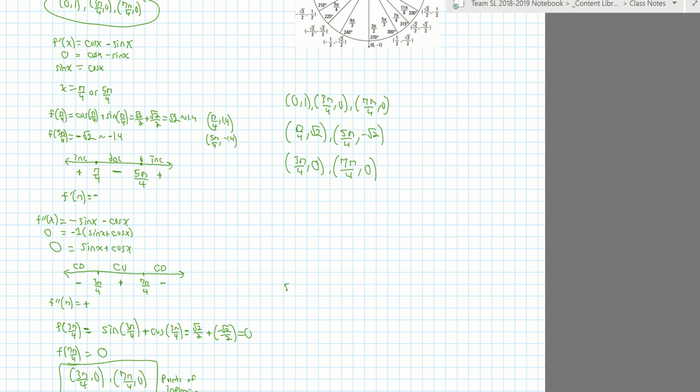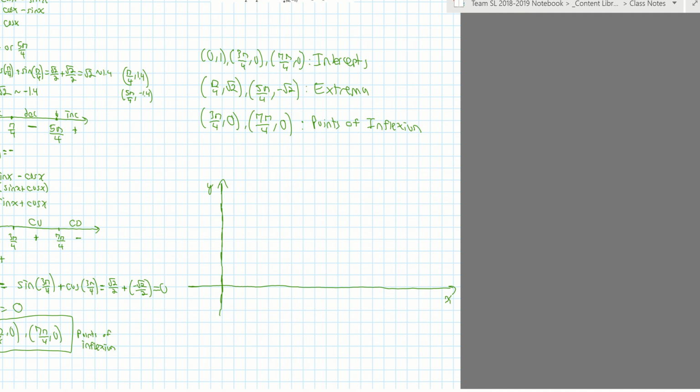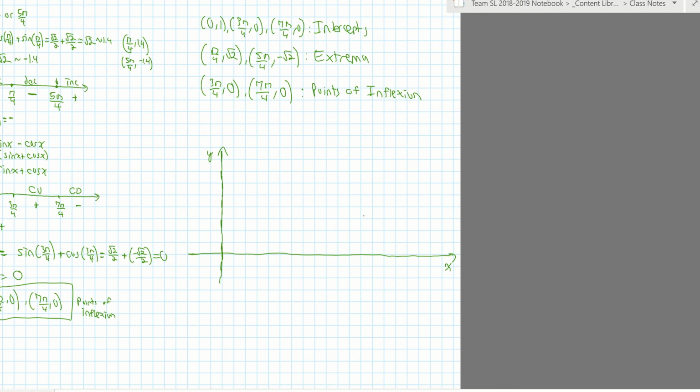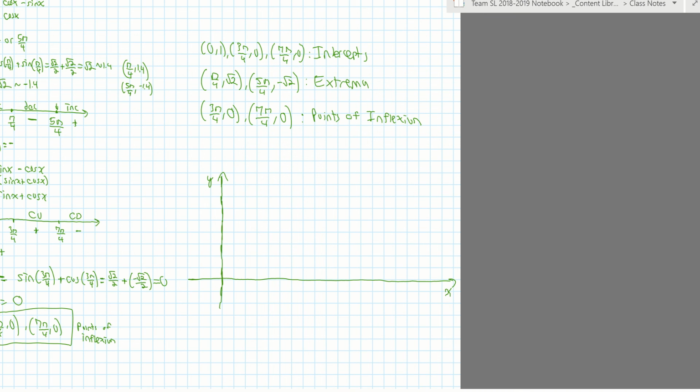And now it's graphing time. Let's get the graph going. I'll pause it. Okay, so let's go ahead and start the graphs. I'll organize things a little bit more. So we have our intercepts, our extrema, and our points of inflection.